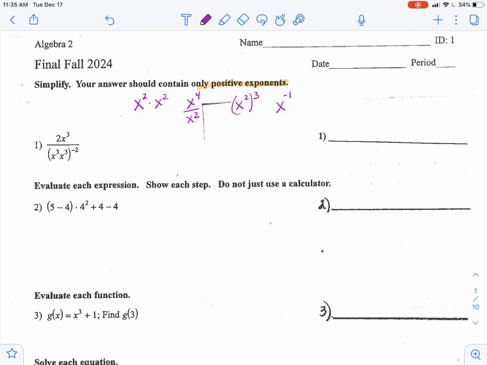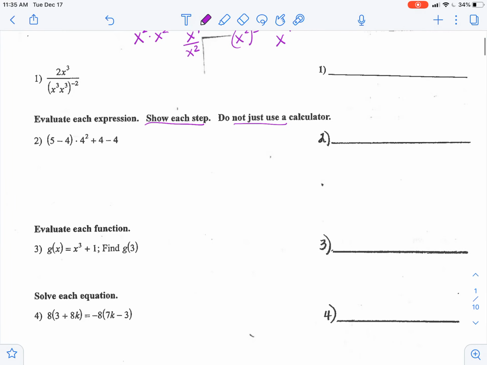Okay, number 2, I'm asking you to evaluate each expression. Be sure you show each step. And you're not allowed to just plug it into the calculator, so I need to see steps. So again, we're doing our order of operations. When you do order of operations, what comes first all the time, and then second and third and so forth? Again, pause the video and do that problem.